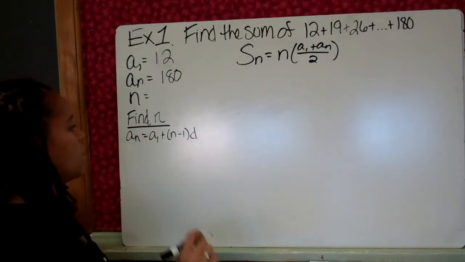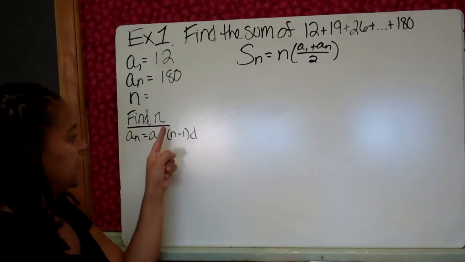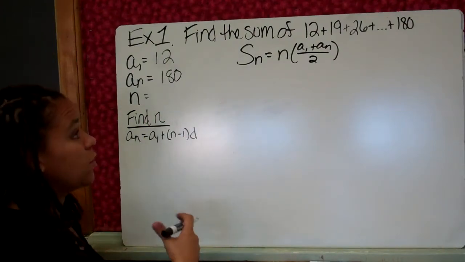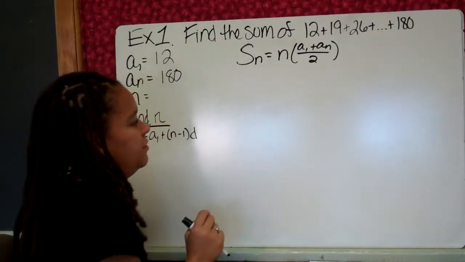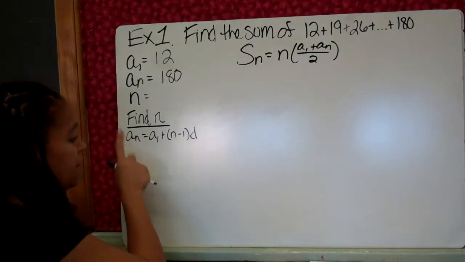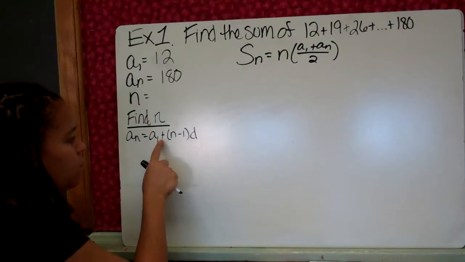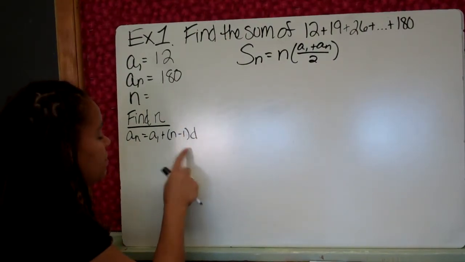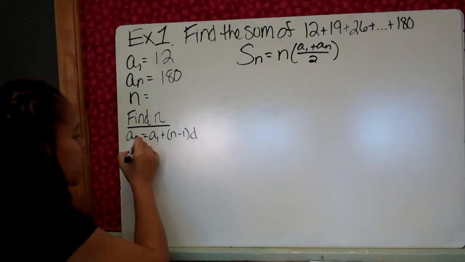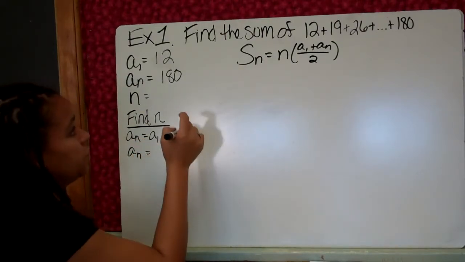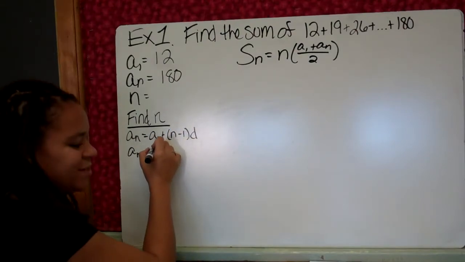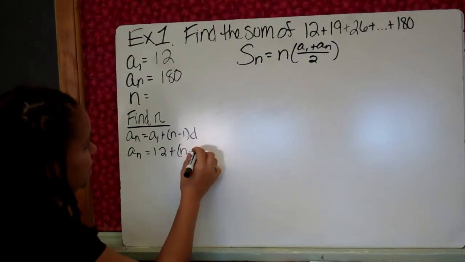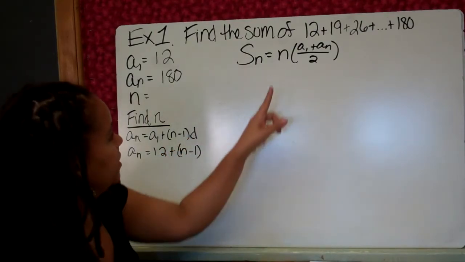From before, we do have a formula where we can find n. Before we can go any further, we need n, otherwise we're not going to be able to figure it out. We need to know how many terms are in between here. If you remember from before, a sub n is equal to a sub 1 plus (n minus 1) times d. This is the explicit formula for an arithmetic sequence. So a sub n is equal to a sub 1, 12, plus (n minus 1) times d.